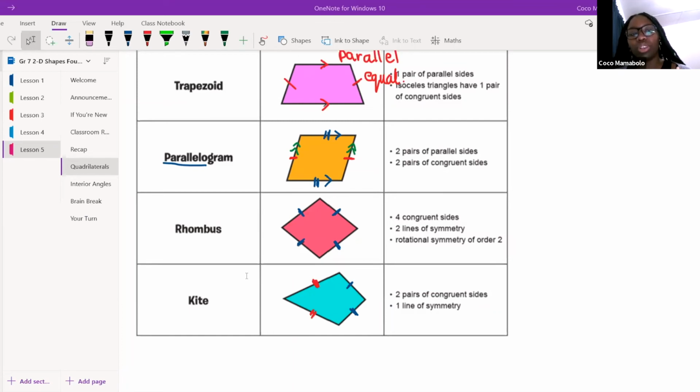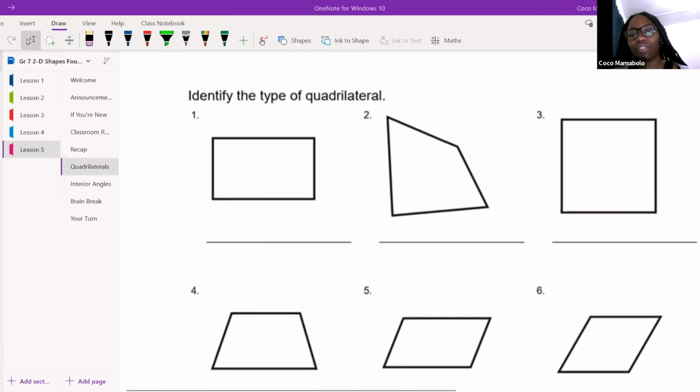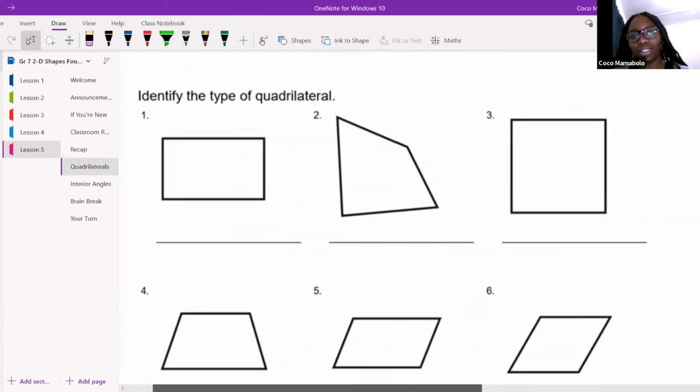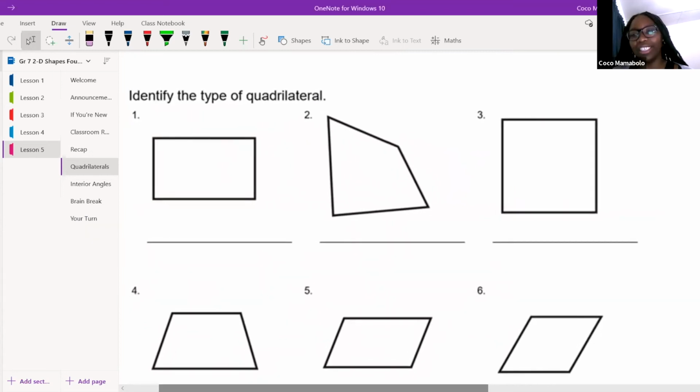Okay, so I'm glad. Now we're going to start naming these. I need you guys to remember what all of these are. All right, identify the type of quadrilateral. Let's go. Let's do a rapid fire round in the chat. Rapid fire means you write the number of the question and then you just give me the answer.